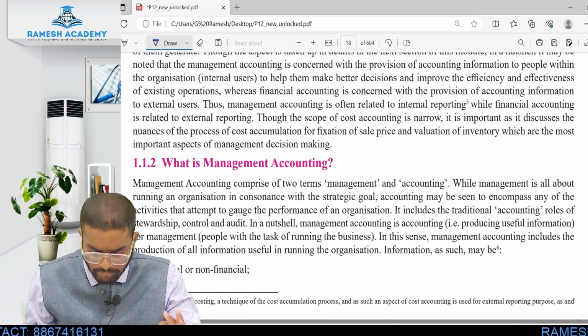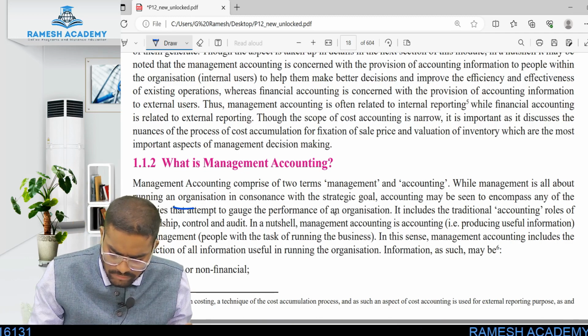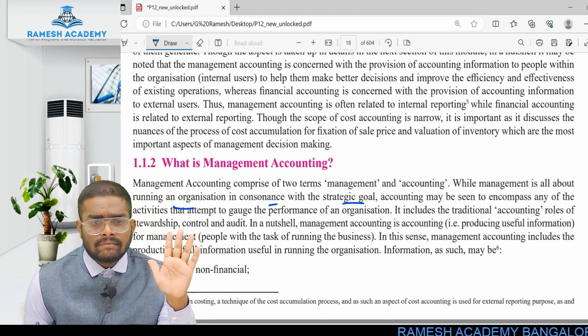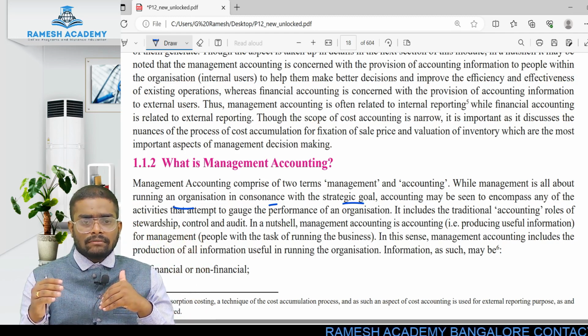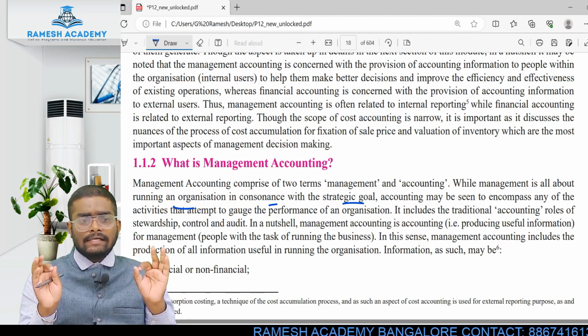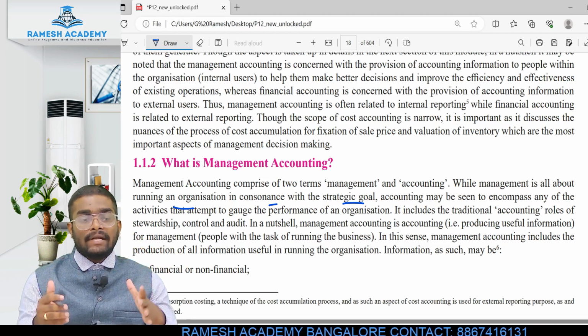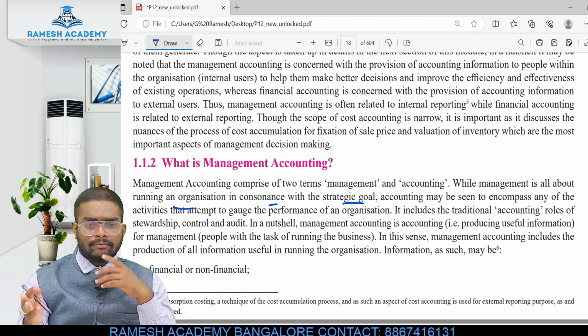Now if we go to the definition, management is all about running the organization in consensus with the strategic goal. The management is nothing but we have to make people achieve our goals. It is our responsibility to make people work towards achieving our goal. But we will be incentivizing them. We will be providing some benefits for them.